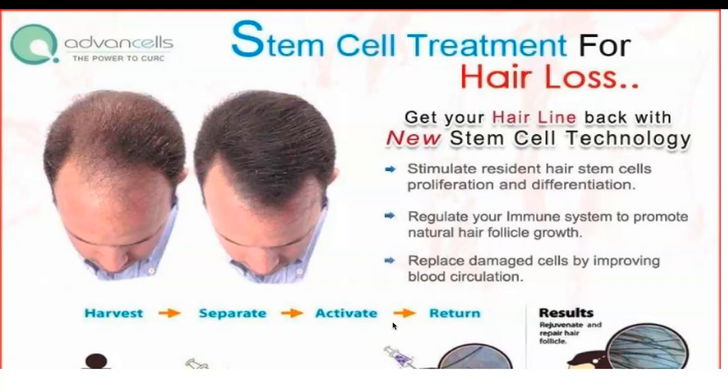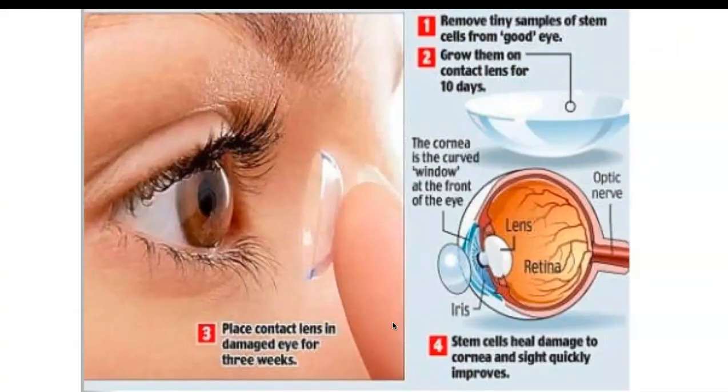They regulate the immune system to promote natural hair follicle growth. They will replace the damaged cells by improving blood circulation. Then, how it cures poor vision: we remove tiny samples of stem cells from a good eye.